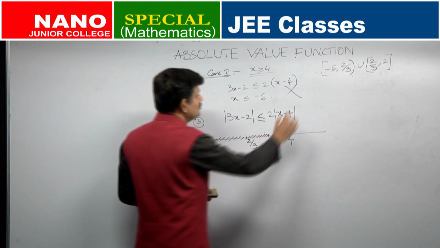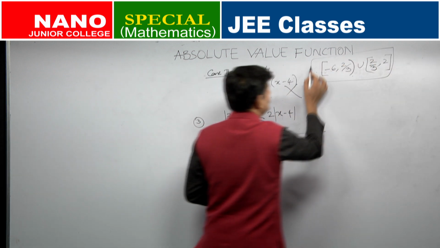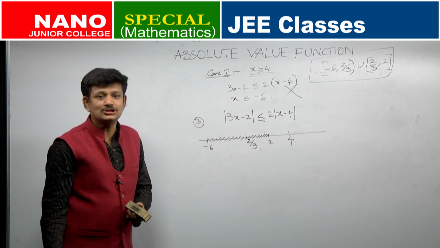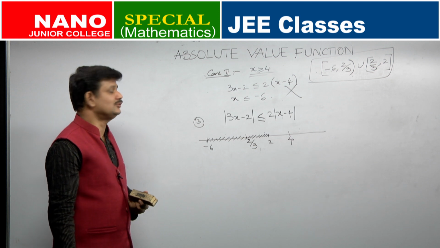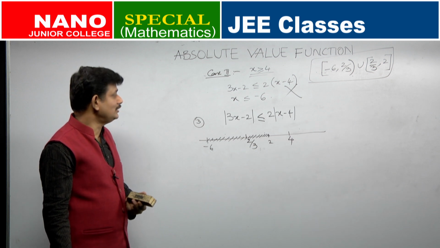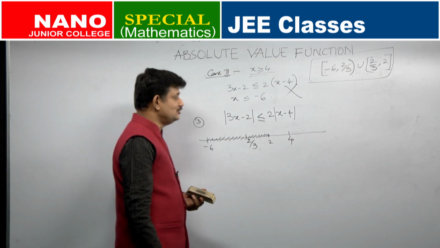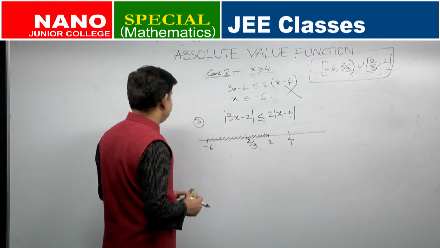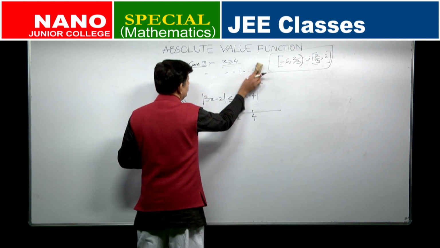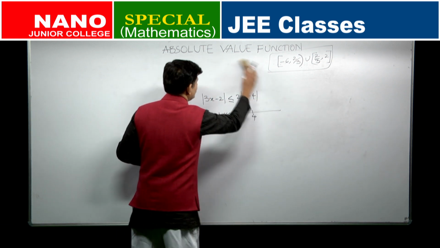So, finally, what is your solution? The set of all numbers from minus 6 to 2 by 3 union 2 by 3 to 2. This will be your final answer. So, I told you I will also do this geometrically. So, let me do this question geometrically. How to do this question geometrically? Slightly tricky.